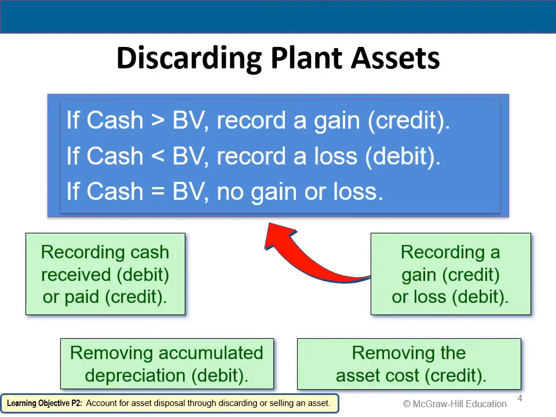This is just a continuation from the previous slide, comparing cash to the book value. If the cash received is higher in value than the book value, the asset is disposed of at a gain. If cash received is less than the book value, the asset is disposed of at a loss. If cash is equal to the book value, there is no gain or loss.